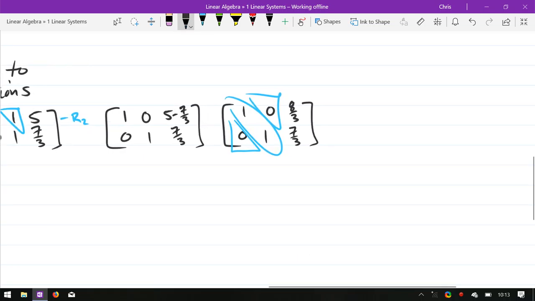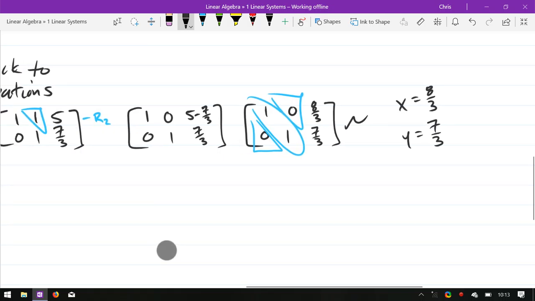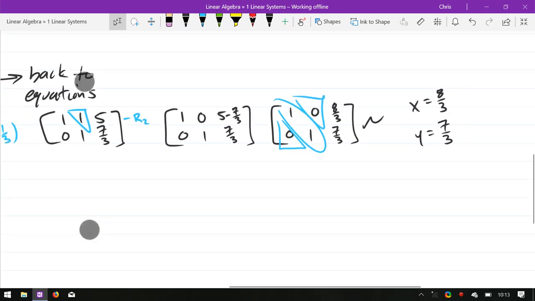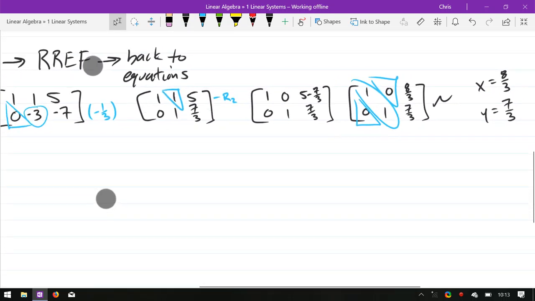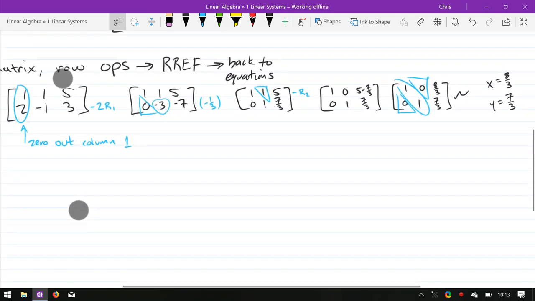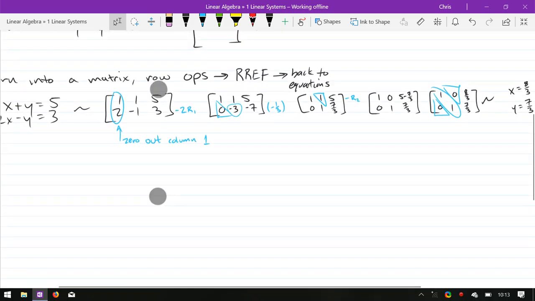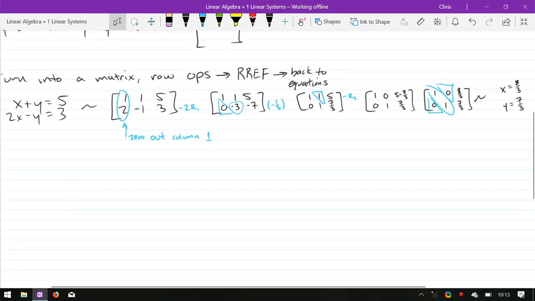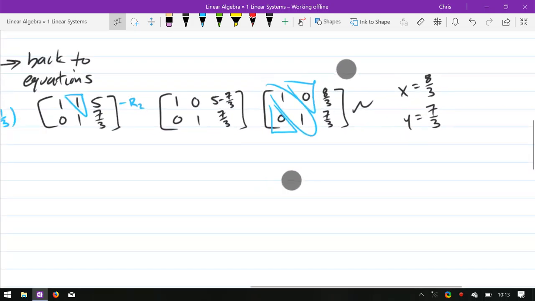And we can write down the equations now. So we're going to turn it back into equations. So write down the two equations we get. So we have x is 8/3, y is 7/3. That's really wide. All right, I'm just going to rewrite our equations over here. That'll be easier.